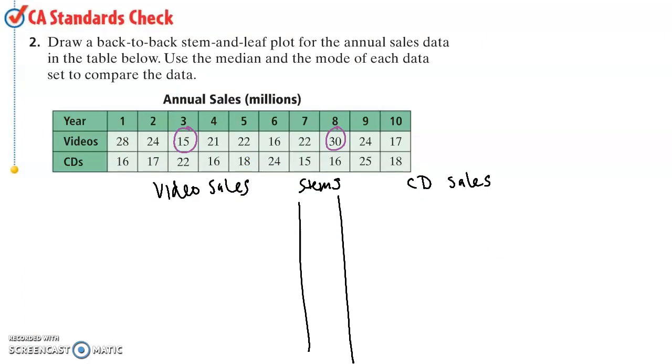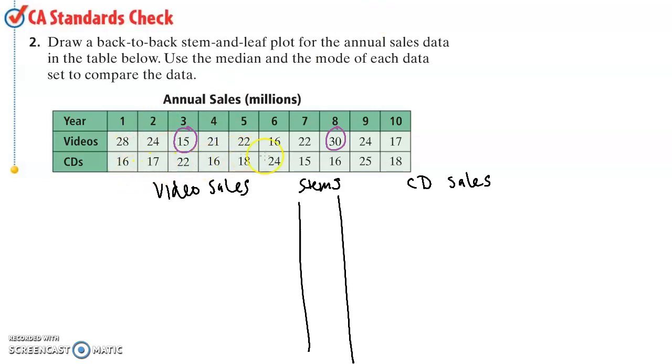So the last example that we're going to go ahead and do is standard check number 2, where they want us to draw a back-to-back stem-and-leaf plot for this data that talks about the annual sales of videos and CDs. All right, so over a 10-year span. So the first thing I'm going to do is figure out what's the biggest and smallest data point that I have to represent. It looks like my smallest data point was 15, and my biggest data point was 30.